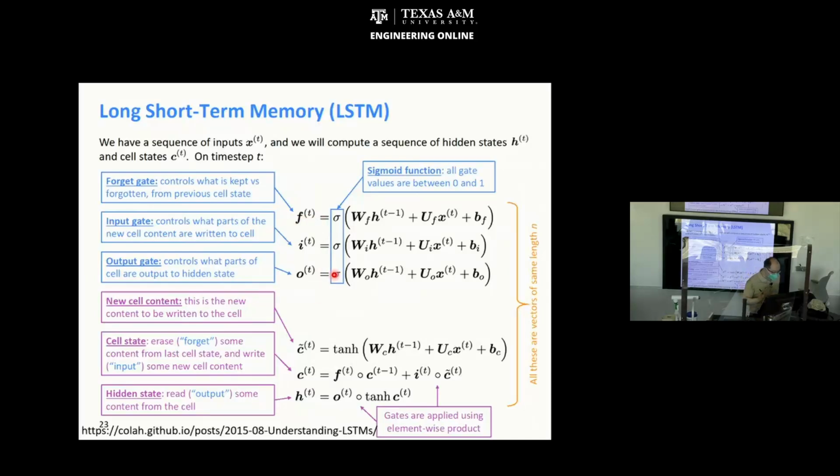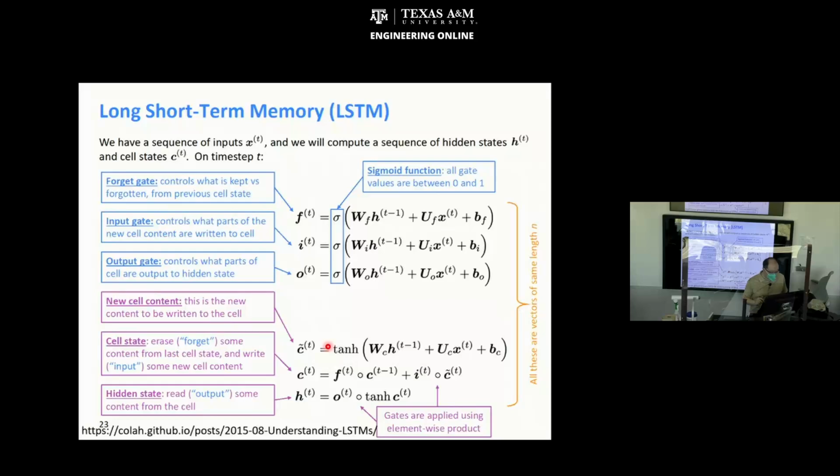So there are 3 things to keep in mind. The first thing is the new cell content. This is the new cell content to be written to the cell, which is a hyperbolic tangent function with a very similar input of H and X. It has a very similar format as you have seen before, but this activation function is a hyperbolic tangent.